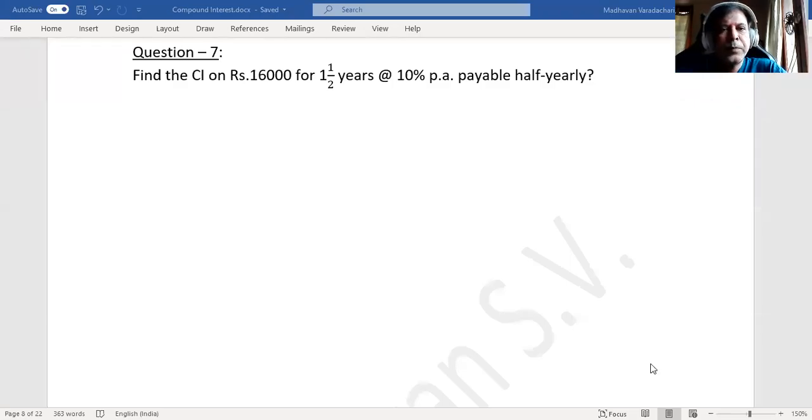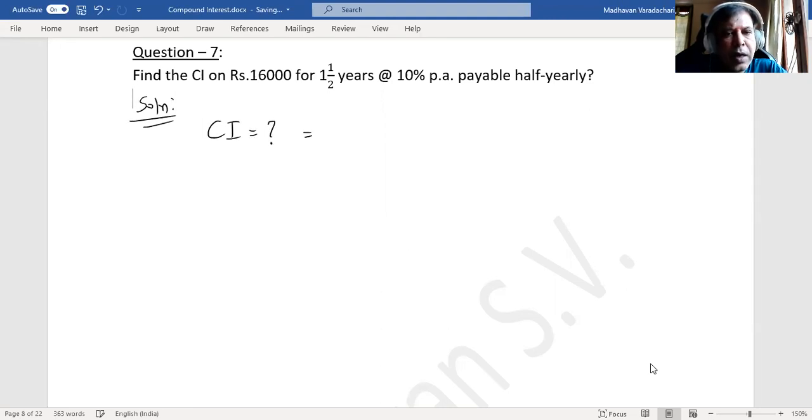Hello everyone. This is in continuation to various numerical problems we are doing in compound interest. The next one is question number 7. Find the compound interest on rupees 16,000 for 1.5 years at 10% per annum payable half yearly. We are supposed to find the compound interest.